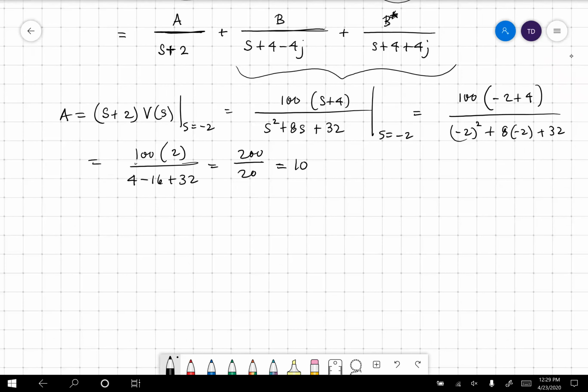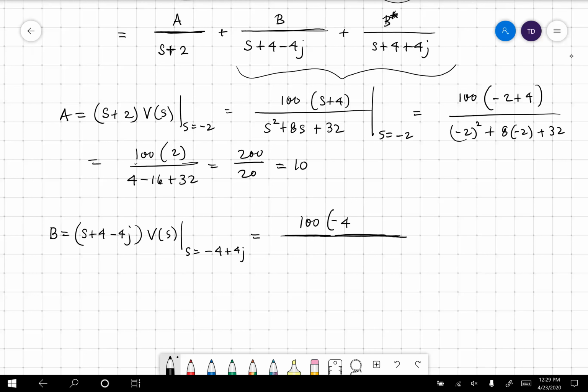That's why I put in the constant 25 in front, so the numbers worked out nice. Now let's go for B. B is S plus 4 minus 4j times V of S, all evaluated when S is equal to minus 4 plus 4j. And this again, I apologize, the math is ugly, but the more you do this with complex numbers, the more comfortable you're going to be. It's just going to be easier and easier the more you work with it. Just trust me from experience.